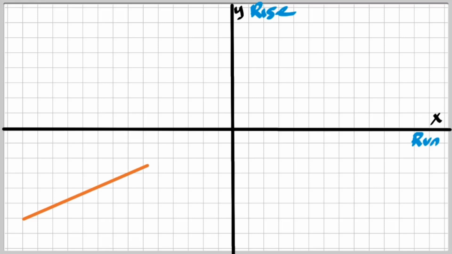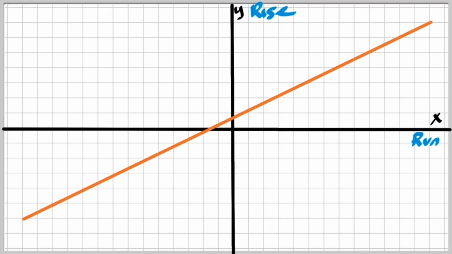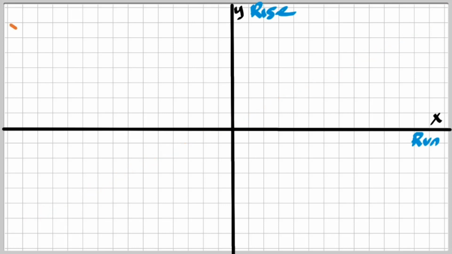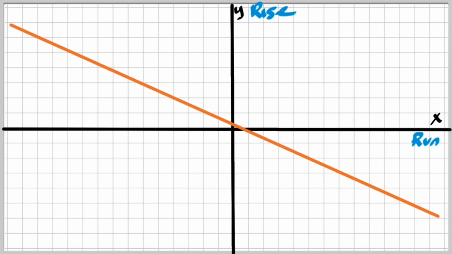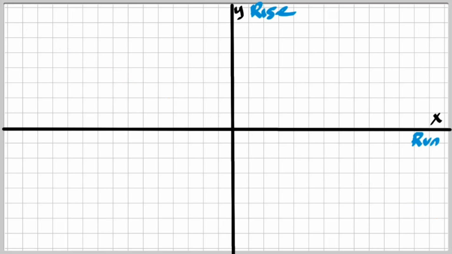As I draw it from left to right, I need you to see on your screen that that line was rising. On the other hand, if I have a line coming downwards from left to right, that line is decreasing. You will also see lines that stay flat, and we call these horizontal lines. And lines that are perfectly straight up and down are our vertical lines.